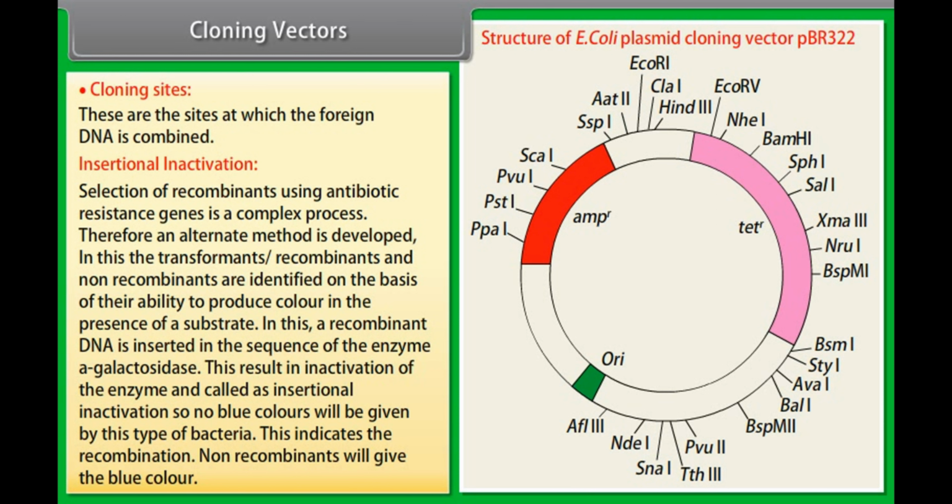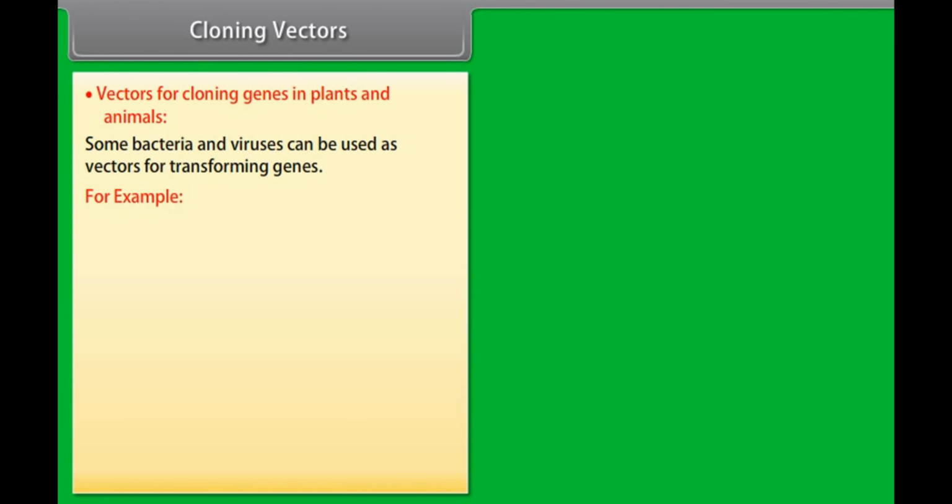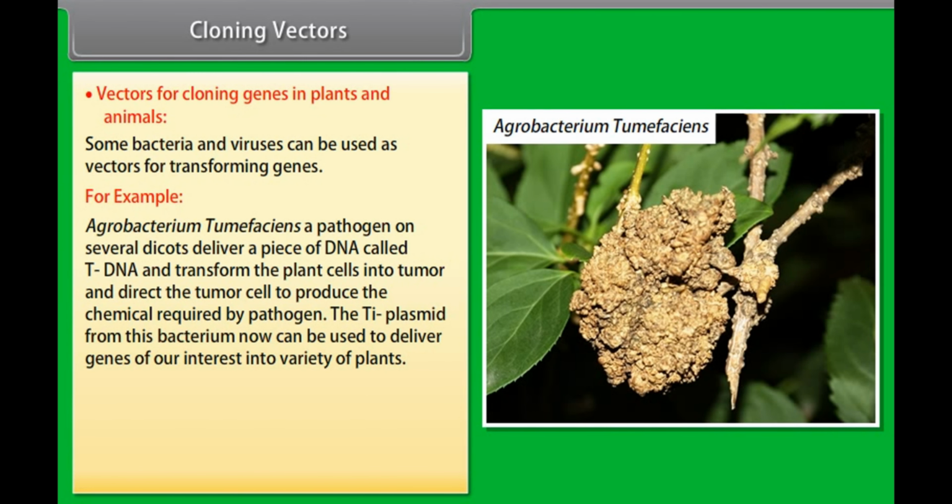Vectors for cloning genes in plants and animals. Some bacteria and viruses can be used as vectors for transforming genes. For example, Agrobacterium tumefaciens, a pathogen on several dicots, delivers a piece of DNA called T-DNA and transforms the plant cells into tumor cells and directs the tumor cells to produce the chemical required by the pathogen. The Ti plasmid from this bacterium can now be used to deliver genes of our interest into a variety of plants.